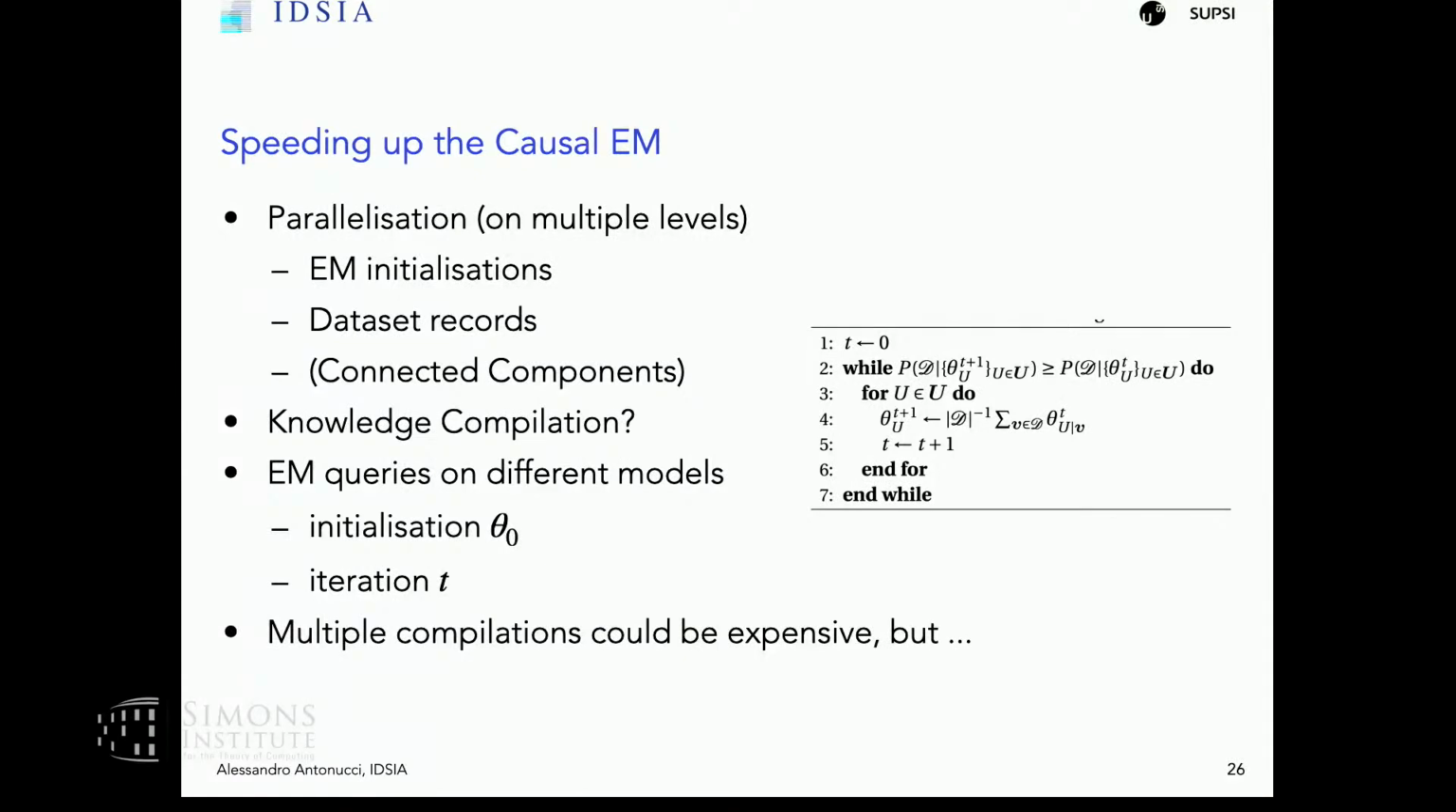But what is even more important for us, we want to do knowledge compilation to have a faster inference on these Bayesian networks, if you want. But we have a lot of different models, because the EM is an iterative approach. Every time we have a different initialization, a different iteration, with different parameters. So all these Bayesian networks are different. So it seems that we need to recompile the model every time, which is demanding from a computational point of view.